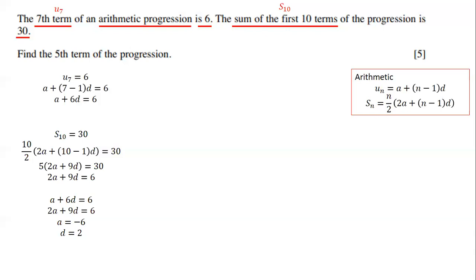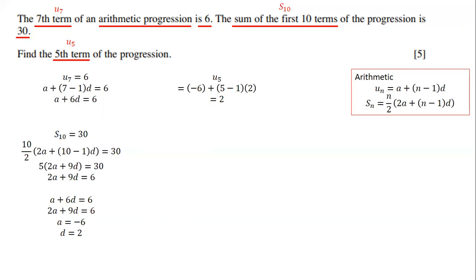Okay, now I need to keep reading because the question might not want that, it might want something else. So the question says, find the 5th term of the progression. So again, my brain tells me 5th term means U5. So to get U5, the formula is a plus n minus 1 d, and I know what a is, I know what n is, I know what d is. Work it all out, and we get 2. So 5 marks. Easy question, easy 5 marks.